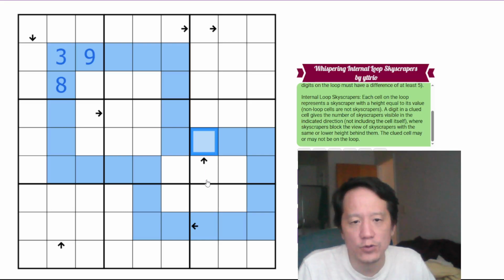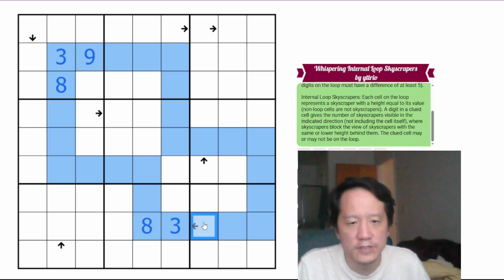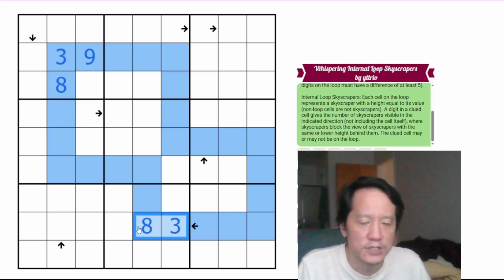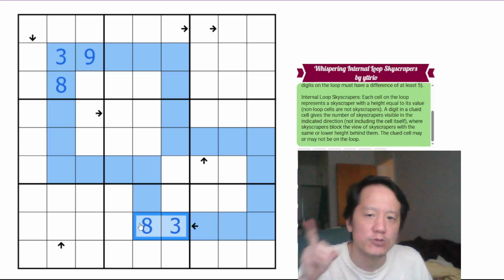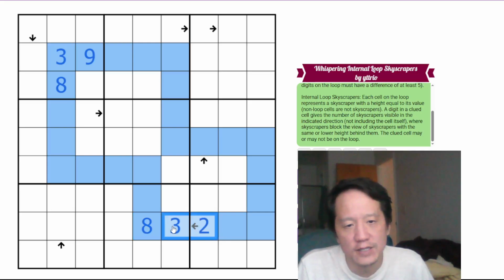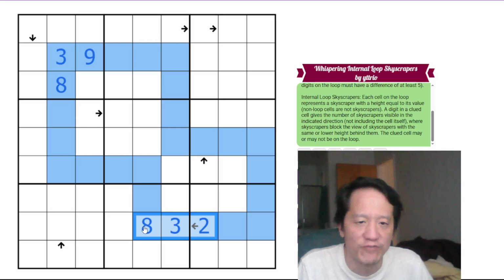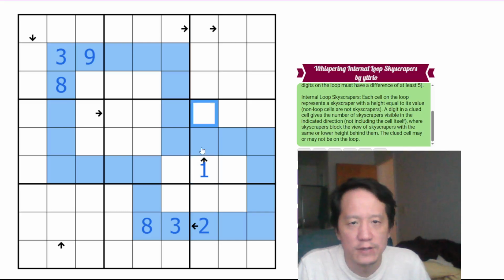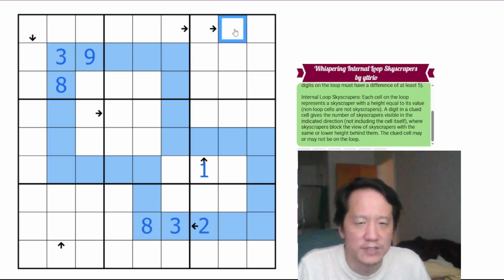So for example, if this was like a 3 and an 8, this would then see two skyscrapers. Because remember, non-loop cells are not skyscrapers. So this would then have to be 2. But then this would fail other issues. This would see one skyscraper, so this would be 1, right? These would be 0 because they see no skyscrapers here, which gives you a hint.